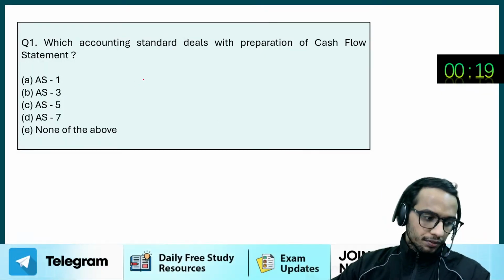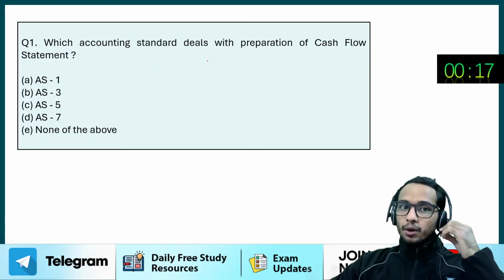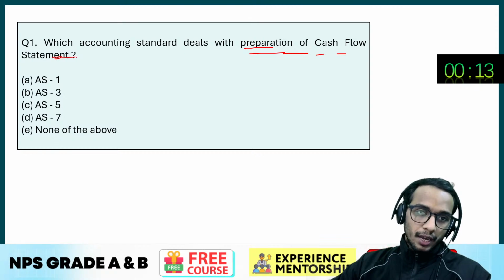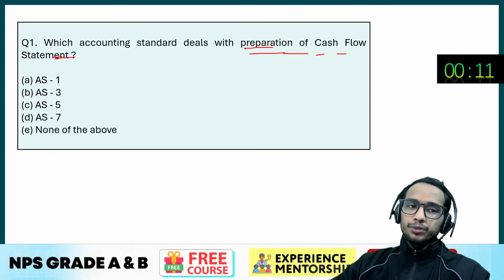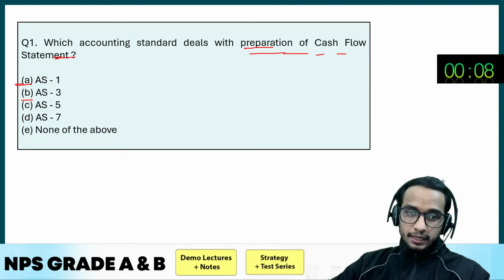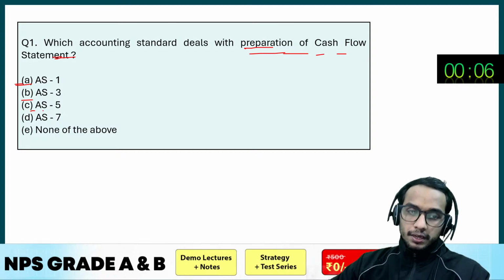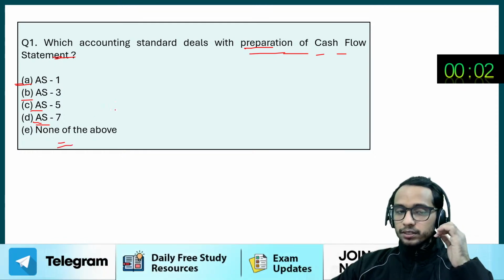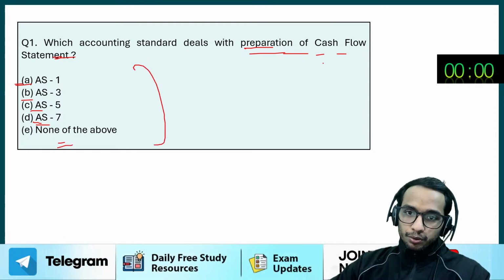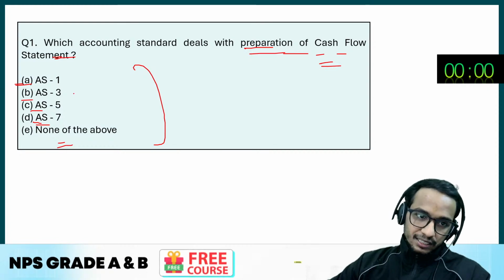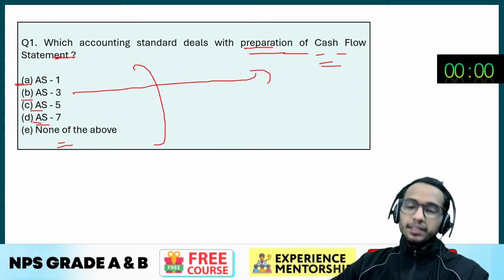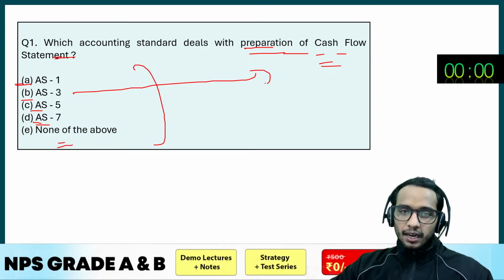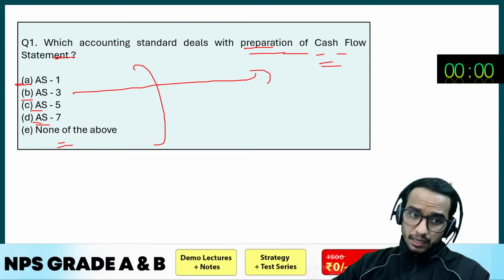Okay, let's start with the first question of the day, that says, which accounting standard deals with the preparation of cash flow statement? Your first option says AS1, second option is AS3, third option AS5, fourth option AS7, and E option is none of the above. So cash flow, AS3. In AS3 the details of cash flow are given. How to prepare the cash flow, it is given in AS3, and we have other accounting standards here as well.